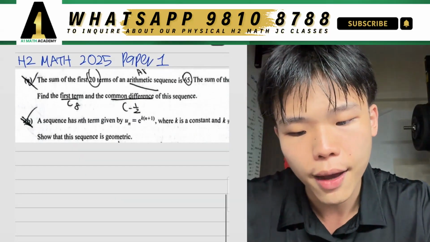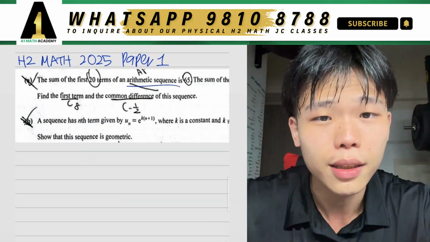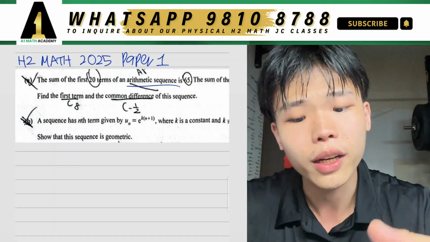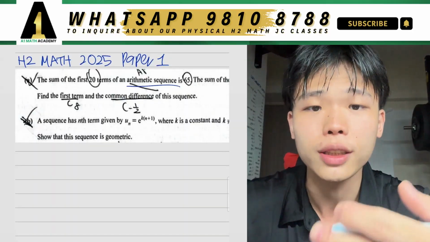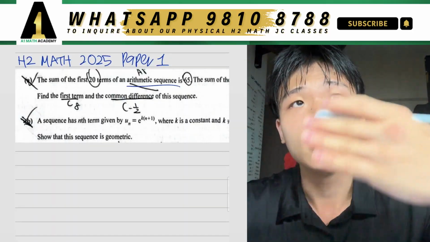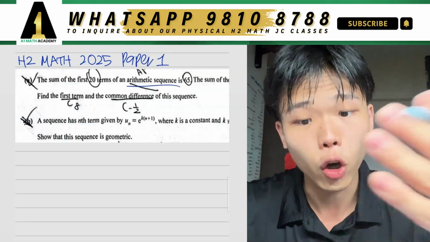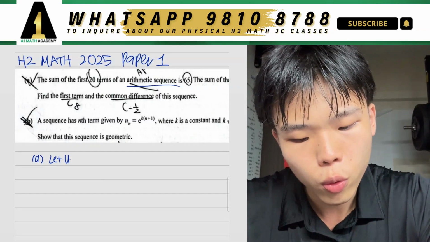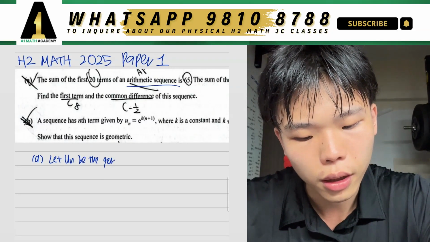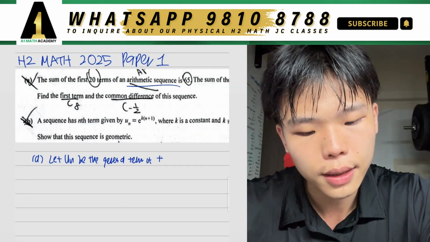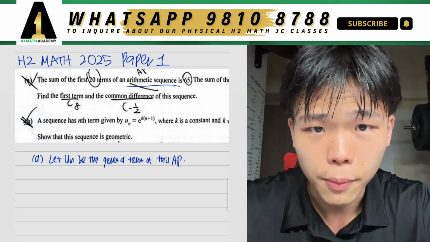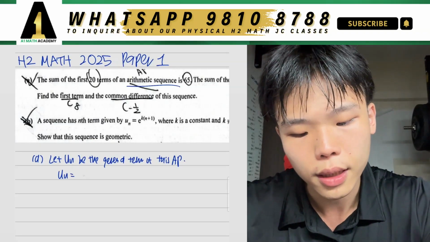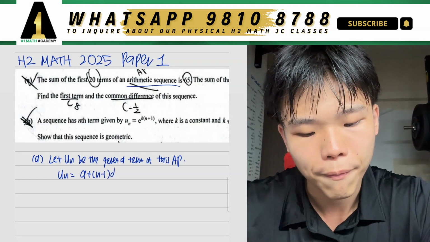Now, over here, I have an arithmetic sequence, and we immediately know that this is an AP, right? An arithmetic sequence is basically a sequence of numbers whereby the difference between each number is just a constant. So for this AP, for part A, I can let Un be the general term of this AP. And we know that the general term of an AP is Un equals a plus (n minus 1)d.